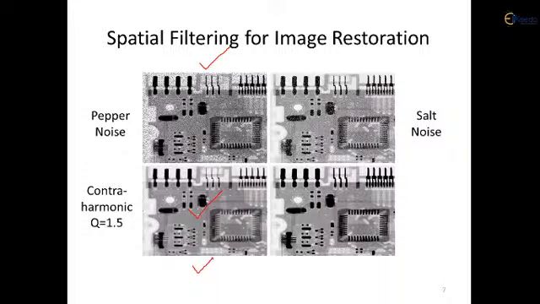Now for the second, on the right-hand side, the image affected by the salt noise, we change just the sign of the contra harmonic quotient representing the Q here; the magnitude we keep at 1.5 again. So Q is equal to minus 1.5. This time we again obtain an image which is very similar to the original image, and which has reduced the salt noise to a great extent. So this is the use of the contra harmonic mean filtering.